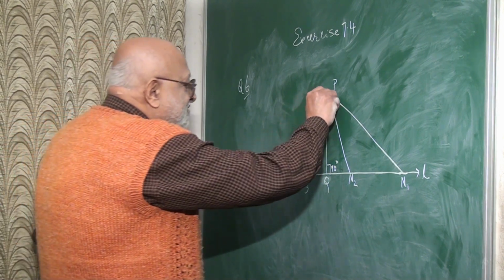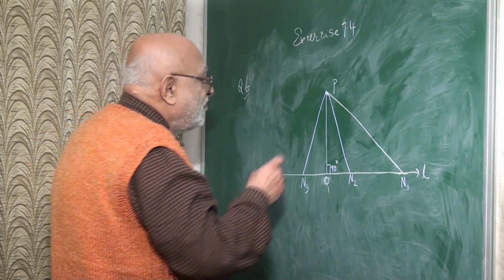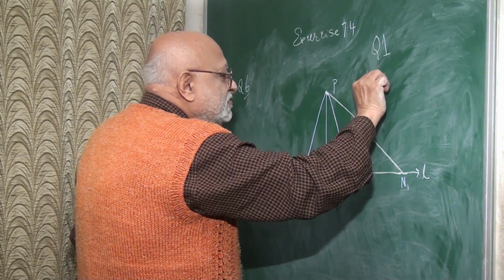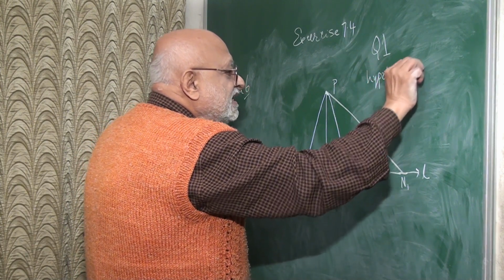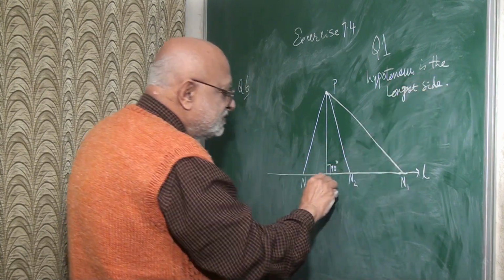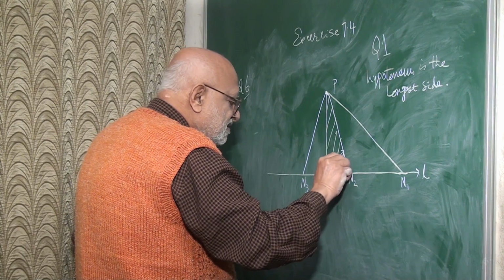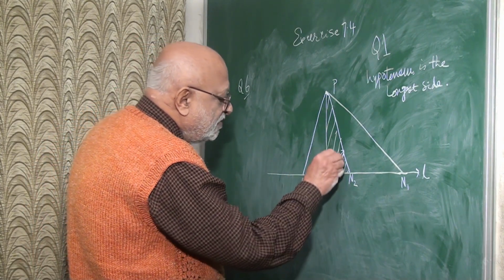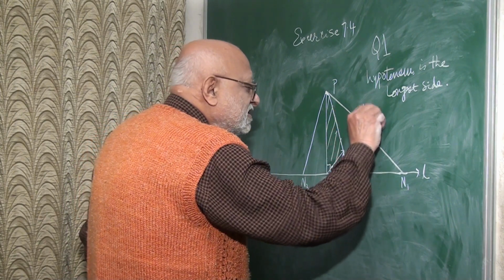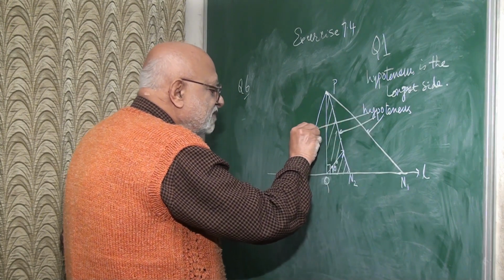So as we have proven in the first question, remember first question, the hypotenuse is the longest side. Refer to question number one. What did we prove? We proved that hypotenuse is the longest side. So if you see, this is the hypotenuse, so this will be the longest in this triangle, and the perpendicular will be shorter than this. Similarly, this again will be the hypotenuse, this one is hypotenuse, this one is hypotenuse.